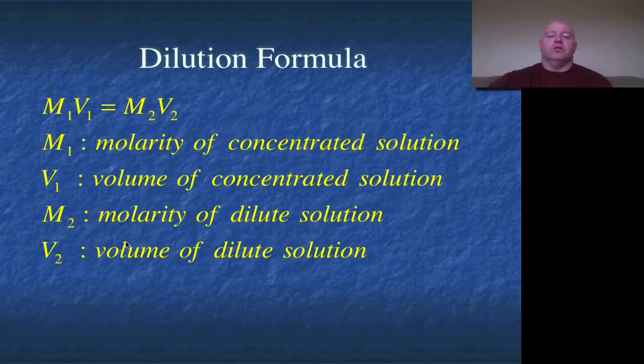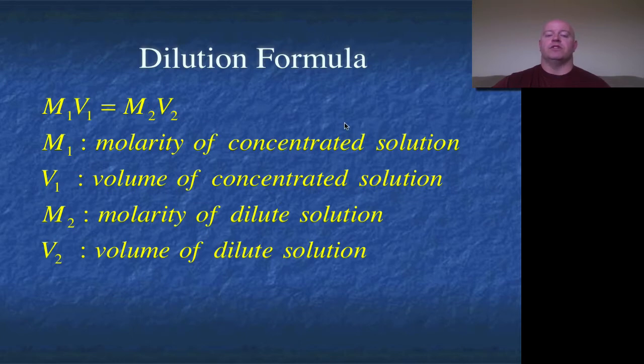Here's our dilution formula: M1V1 equals M2V2. M1 is the molarity of your concentrated solution. Sometimes we call this the stock solution. V1 is the volume of that solution. And then M2 is the molarity of your dilute, and V2 is the volume of that dilute. Basically what we're saying is that if you take the concentration times how much is there, that doesn't change with the dilution. So take your new concentration, multiply by how much you have, and that amount would still be the same, in terms of what these two equal.